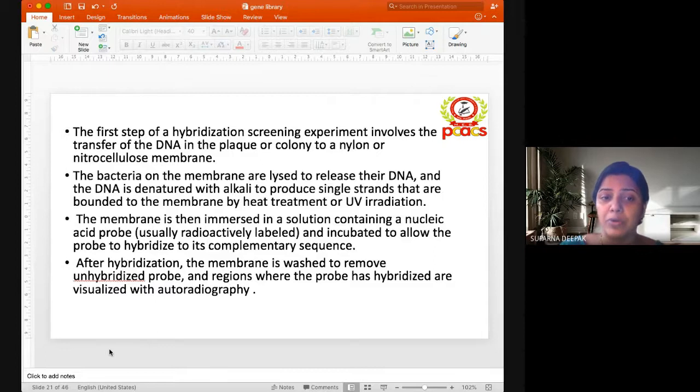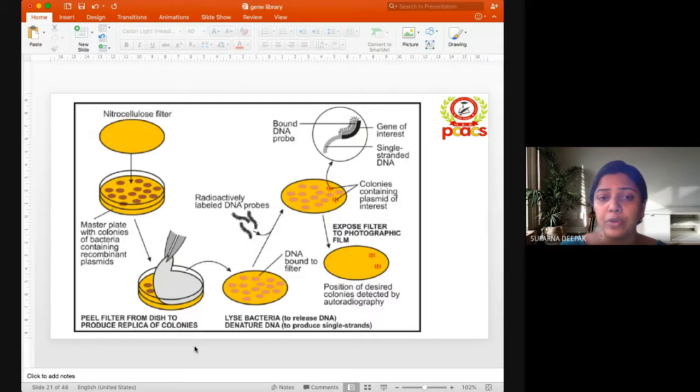They should remain bound. Okay, so the membrane is then immersed into a solution containing your nucleic acid probes. These probes are radiolabeled. So when we are incubating, if your mixture of DNA contains your DNA of interest, for which the probe is complementary, then hybridization will take place. After hybridization, the membrane is washed so that the unhybridized probes are removed, and then you can visualize the probes using autoradiography. So this is the way you can see this.